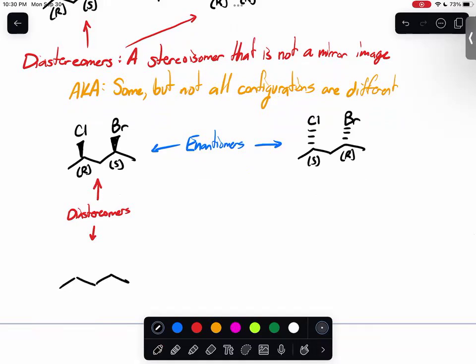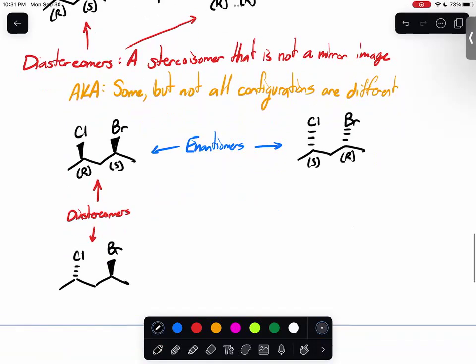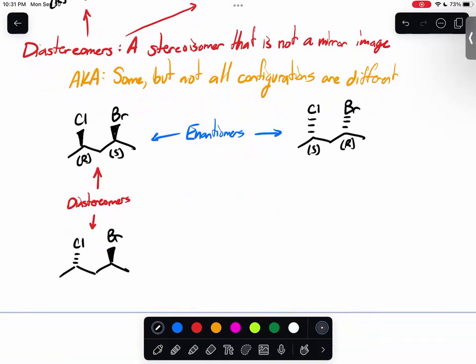But what you may have also noticed, right, because we changed the chlorine but left the bromine, what you'll also notice is that's not the only diastereomer we could have made, right? What if we swapped the bromine but not the chlorine? Well, let's draw that down in this little corner over here. So if we kept the chlorine the same, keeping it on a wedge, and we put the bromine on the dash, we have the diastereomer of the original molecule we drew.